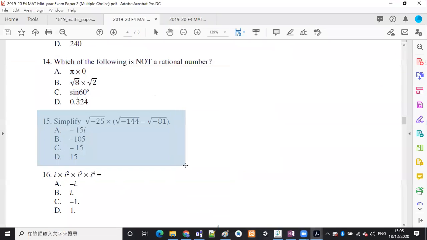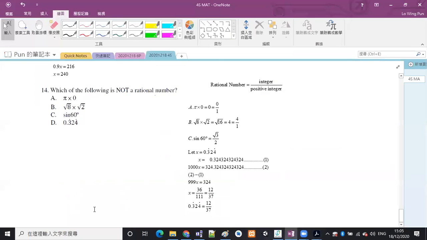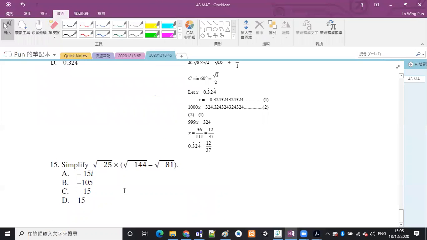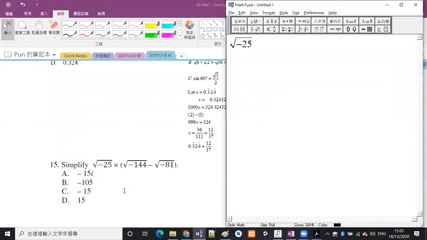15. Simplify this. Remember this, we need to split the number with the square root of -1. Like this.